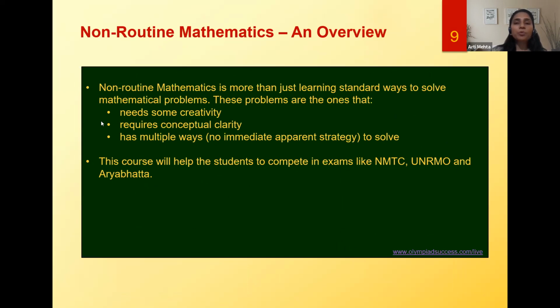So now coming up to an overview about non-routine mathematics. Nitin sir had already explained in a very beautiful manner what exactly non-routine mathematics is, so I would just reiterate. It is more than just learning the standard ways to solve mathematical problems. There would be multiple ways to do one particular thing. These problems need some creativity, require conceptual clarity, and have multiple ways, basically no immediate apparent strategy to solve them. So this course will help the students to compete in exams like NMTC, UNRMO, and Aryabhatta.